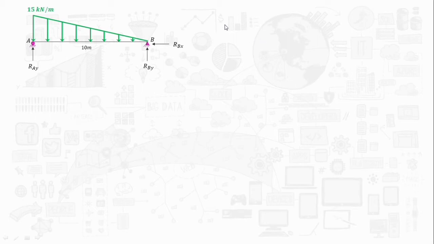So, you can use the 3 equations of equilibrium kasi 3 yung unknown natin. So, summation of all forces along x, to the right being positive, equal to 0. And we can observe that there are no forces along x-axis except for RBX. So, therefore, RBX is equal to 0. Then, unknown na lang si RAY and RBY.